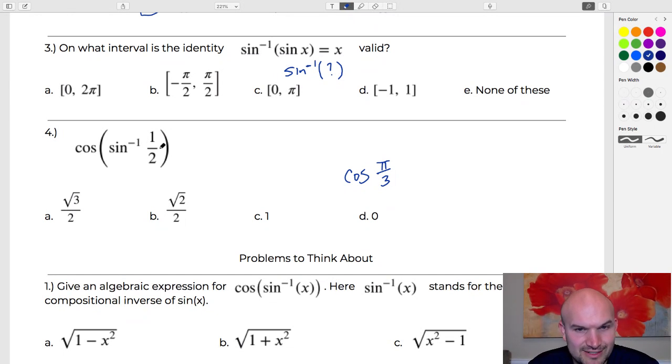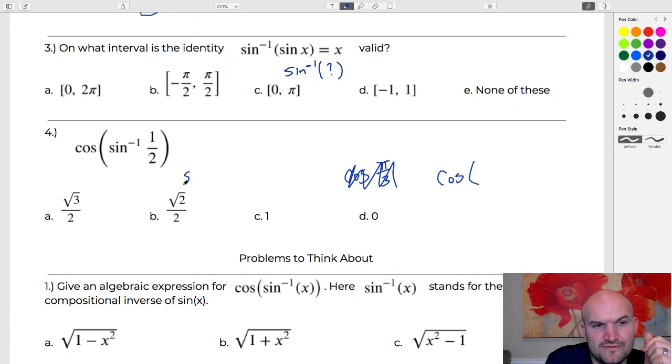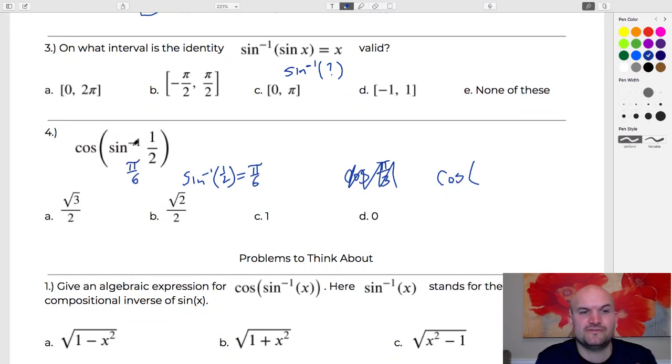So when is the sine equal to 1/2? The sine is equal to 1/2 at pi over 6. Man, I'm losing myself. So sine inverse of 1/2 is equal to the angle pi over 6. So if I replace this with pi over 6, now I just need to figure out what the cosine of pi over 6 is. And the cosine of pi over 6 is square root of 3 over 2. Answer A. Okay.